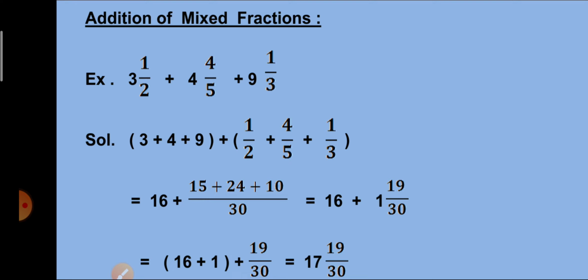So 3 plus 4 plus 9 is 16, and 1 half plus 4 upon 5 plus 1 upon 3. I have taken an LCM. The LCM is 30, and this comes to 15 plus 24 plus 10, that is 49 upon 30. 16 plus 1 is 17, so 17 and 19 upon 30. So what we learned in the addition of mixed fractions is that we should add all the whole numbers to one side and the fractions to the other and club them together.